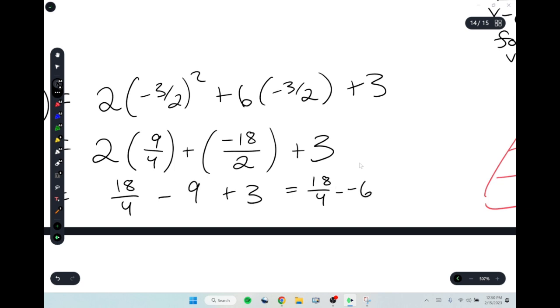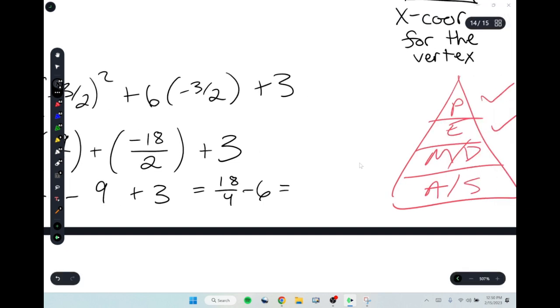Negative 6. Whoops, not equals, minus 6. And now, we could just leave it there if you were taking a test. But if you wanted to get a common denominator, 24 over 4. 18 minus 24 over 4 is negative 6 over 4. Negative 3 over 2. What a mess.